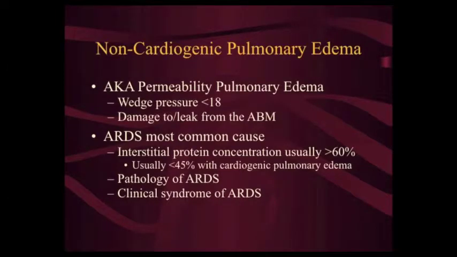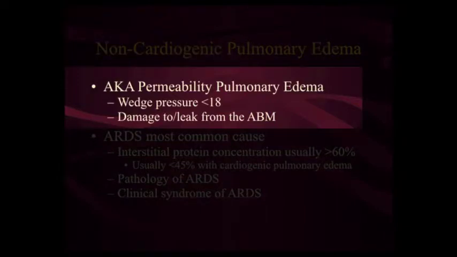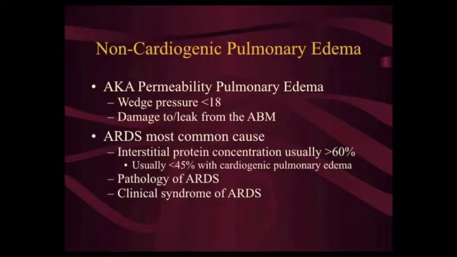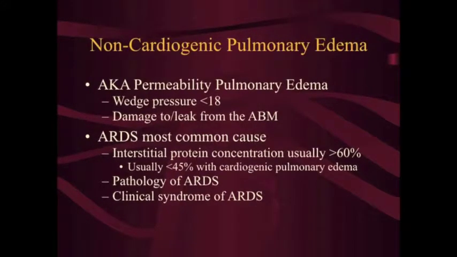Okay, non-cardiogenic pulmonary edema. So we talked a lot about your heart because that's the easiest thing to think about, and it's the thing you're going to see most of the time. But there's a bunch of causes of non-cardiogenic pulmonary edema, also known as permeability pulmonary edema. So here your wedge pressure's okay. You just have damage to or leak from the alveolar basement membrane, and fluid is leaking out directly. What can cause that? ARDS a lot of the time. ARDS is a totally separate problem where you just have lots of lung inflammation. But it also damages the capillaries, and you can get edema leaking out there.